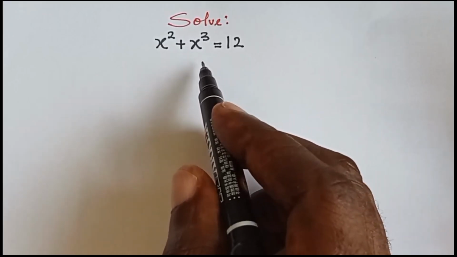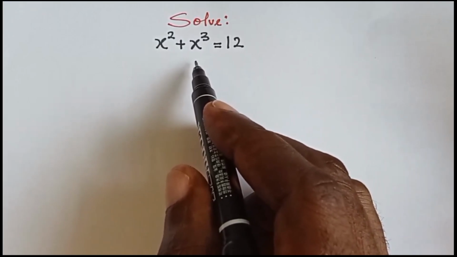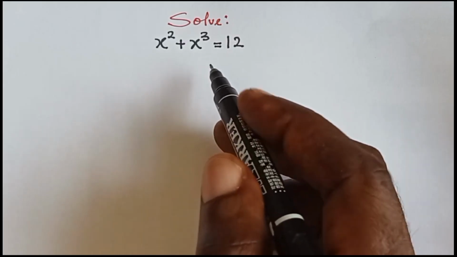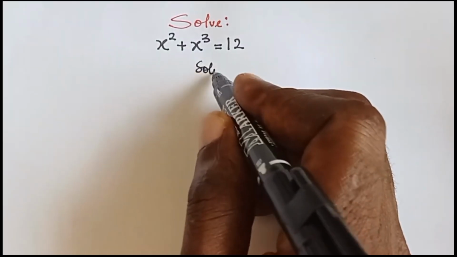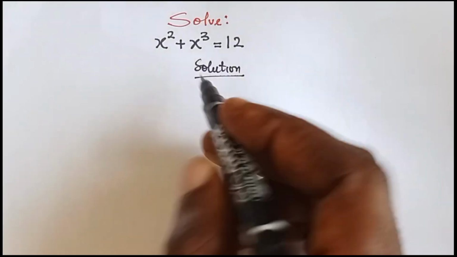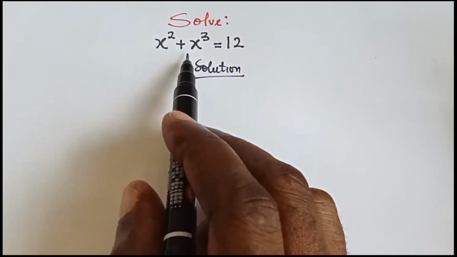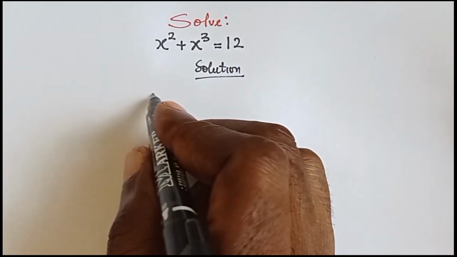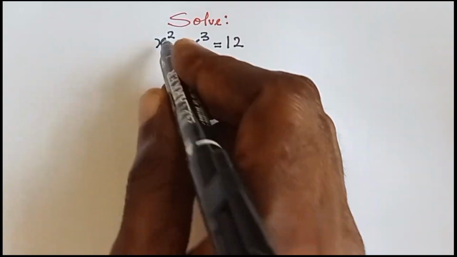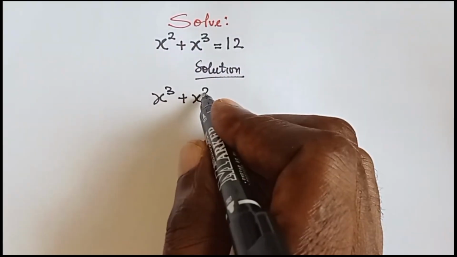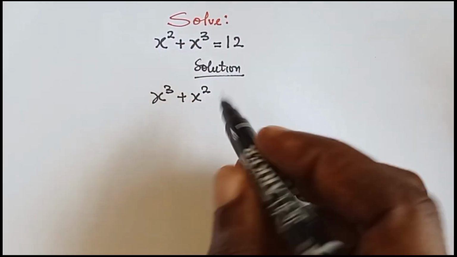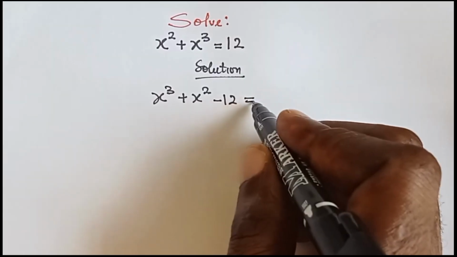In this video, I want to show us quickly how to solve this polynomial equation. Solution. First thing is we have to rearrange this equation. Let's bring x raised to the power 3, then followed by x raised to the power 2. We bring this 12 to this side, becomes minus 12 equals 0.